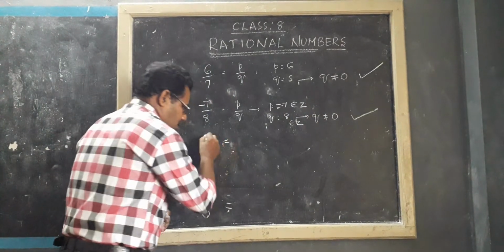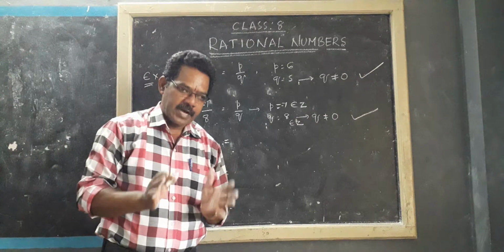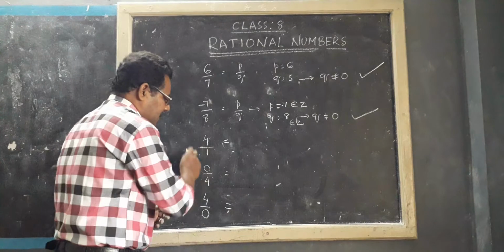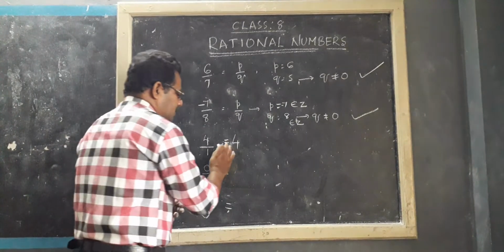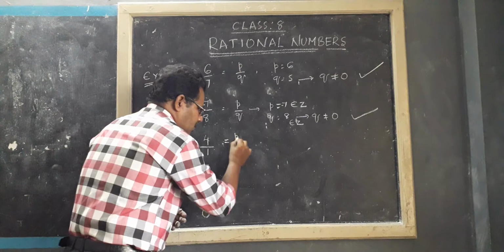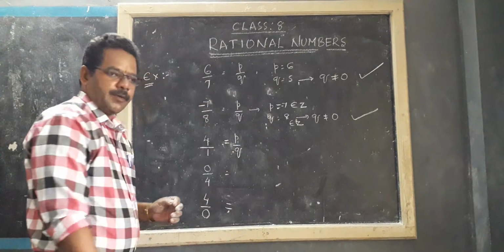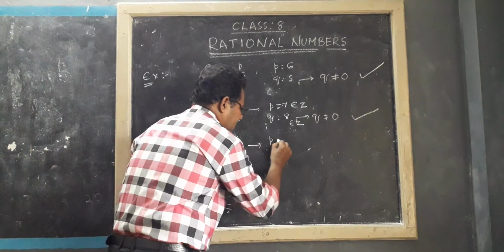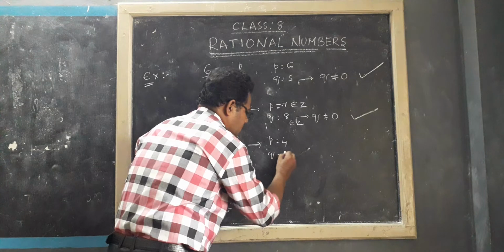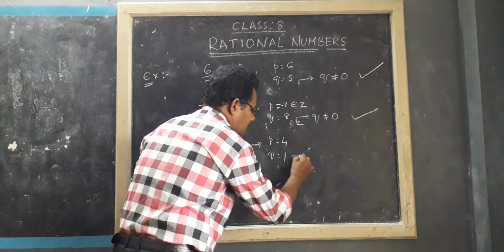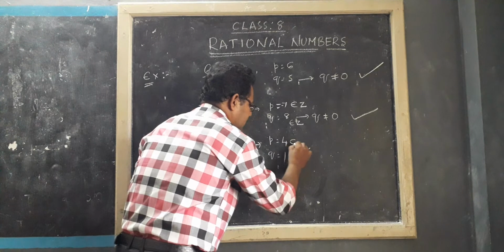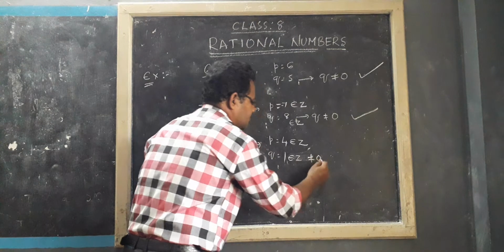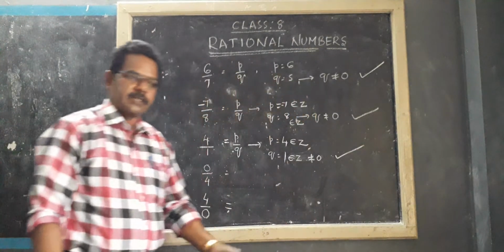4. We know how to write 4 in fraction form. It is nothing but 4 by 1. 4 by 1 is nothing but 4. So we can compare 4 by 1 with the P by Q form, our rational number form. In the P by Q form, again you can take P is equal to 4 and Q is equal to 1, and it is not equal to 0. So this is an integer. This is also an integer and not equal to 0. So this is also a rational number.